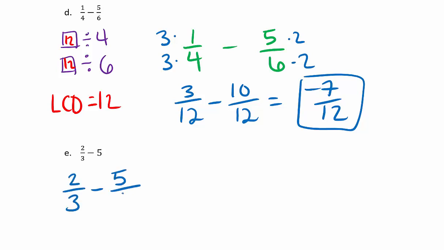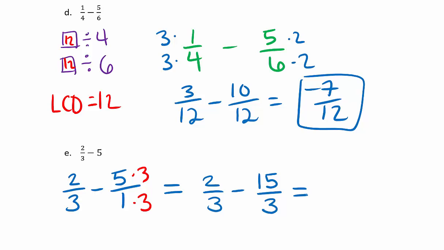For my last example, I am subtracting a whole number, so I'm going to remember that that whole number 5 is actually a 5 over 1, and then I can use the same process. In this last example, the least common denominator would be 3, so I'm going to take the 5 over 1 and multiply the top and bottom by 3. That gives me 2/3 minus 15/3. 2 minus 15 is -13, so my final answer is -13/3.